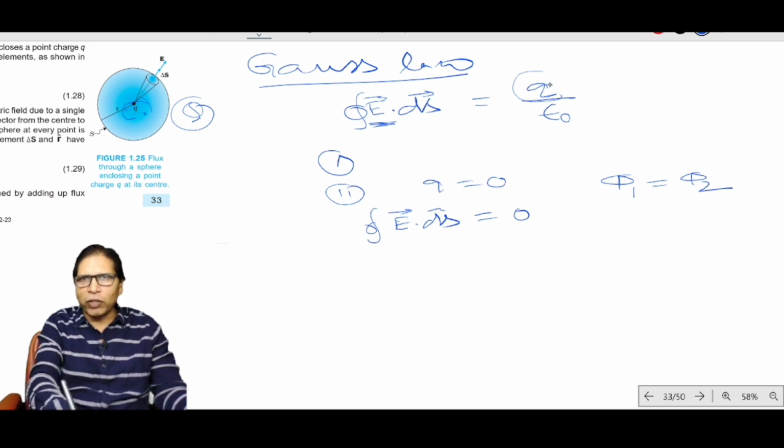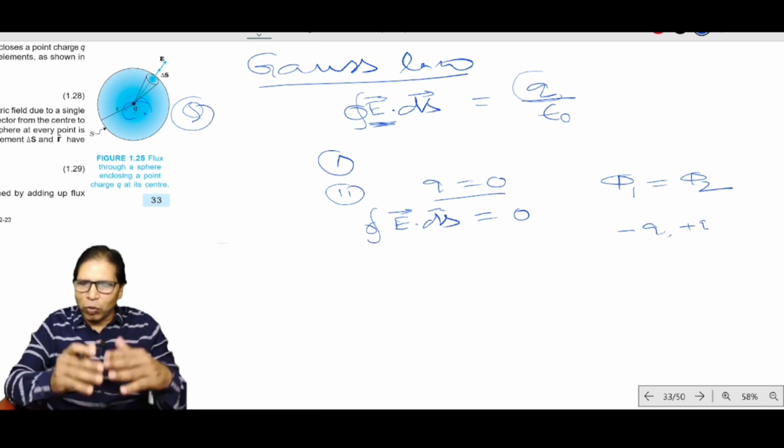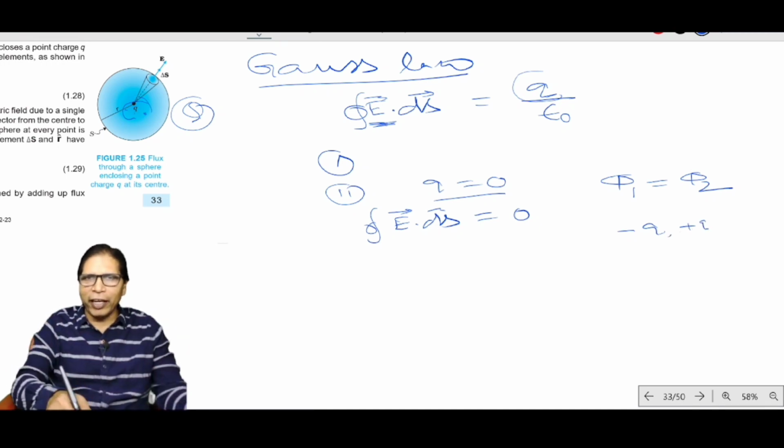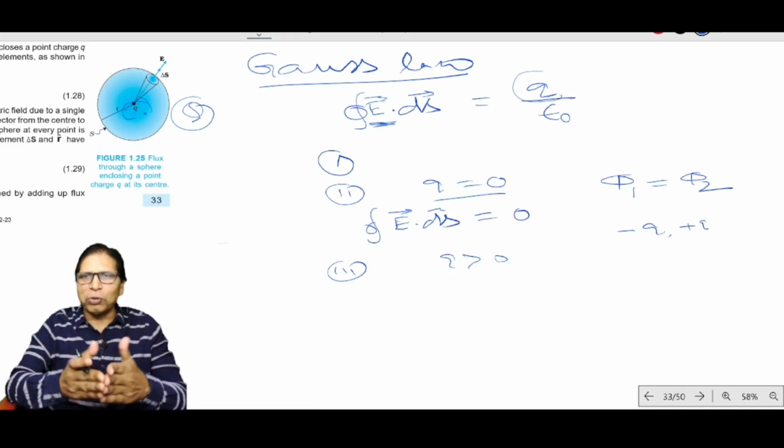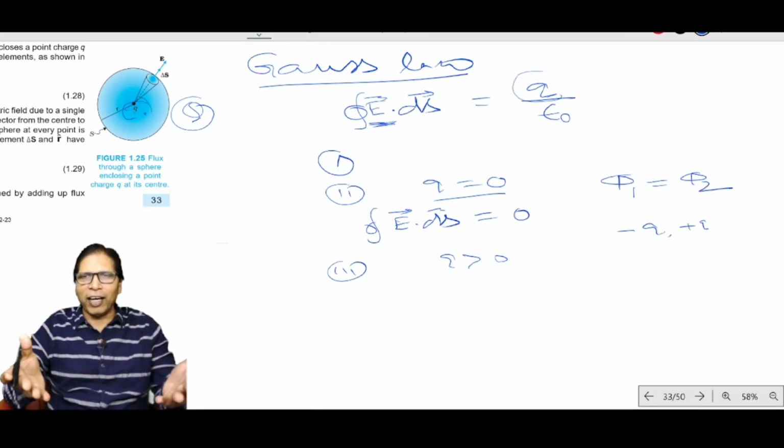Here, with net charge q equal to 0, equal amounts of positive and negative charge may be present within the surface. Now number 3, if q is greater than 0, the outward flux phi 2 is greater than the inward flux.